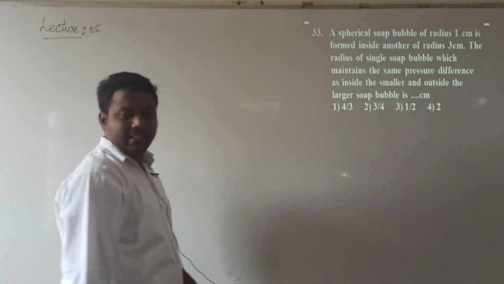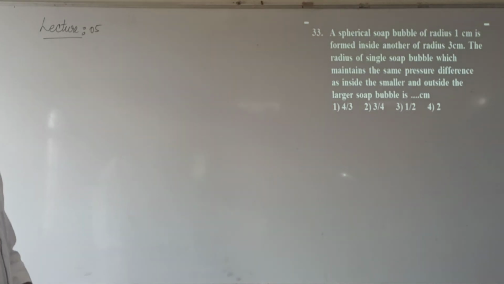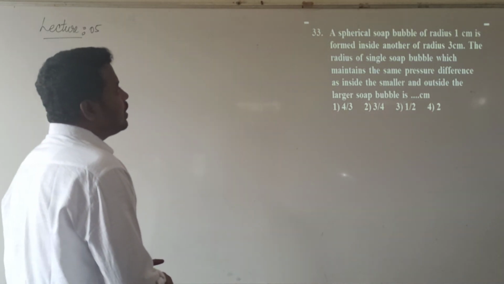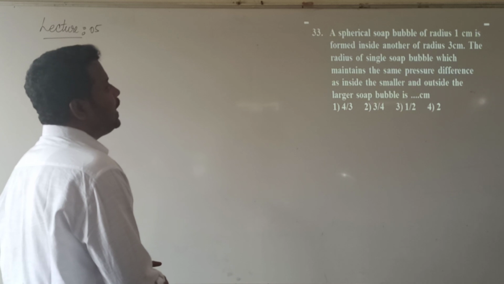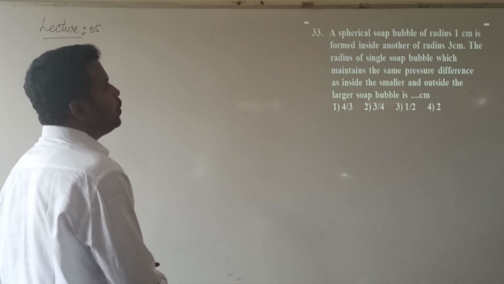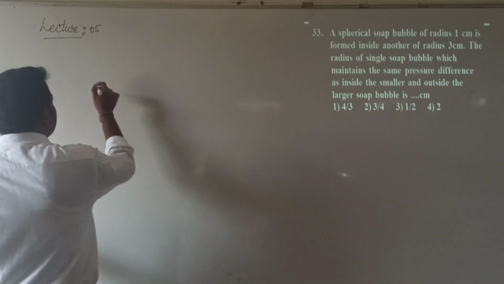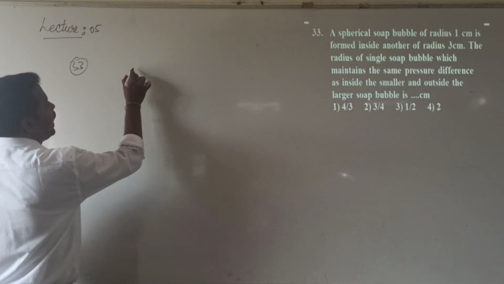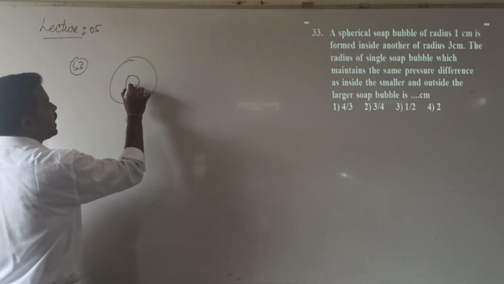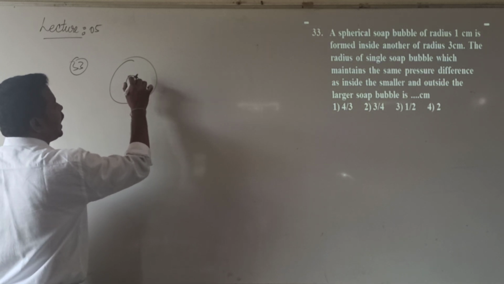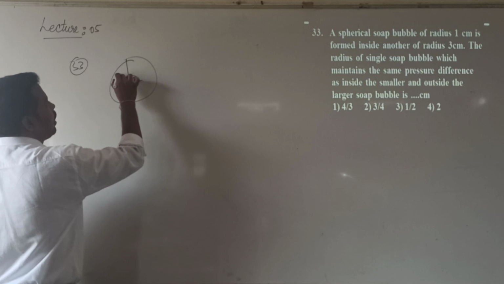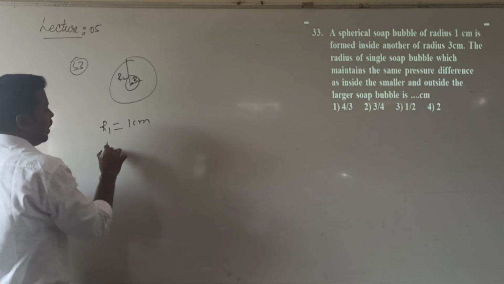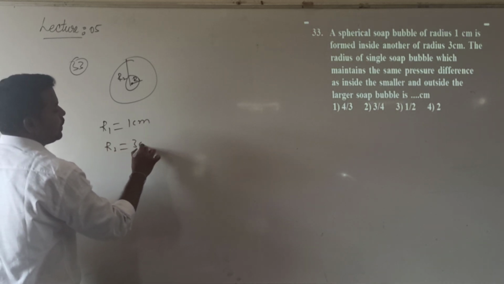So what is this question number 33? The spherical soap bubble of radius 1 centimeter is formed inside another of radius 3 centimeters. The radius of the single soap bubble, which maintains the same pressure difference as inside the smaller and outside the larger bubble, is. We discussed this in the concept. One smaller spherical soap bubble was there inside another larger bubble. So the inner one's radius, if I call it r1, and the outer one's radius, r2. They have given the r1 value as 1 centimeter, and the r2 value is 3 centimeters, right?